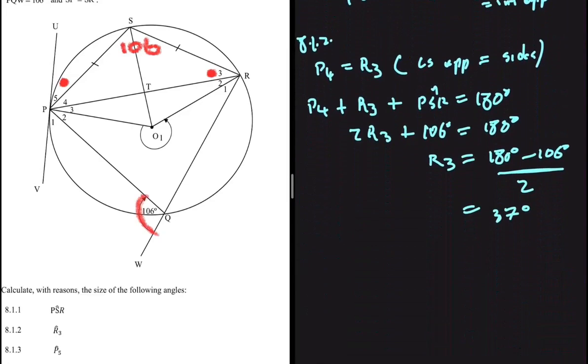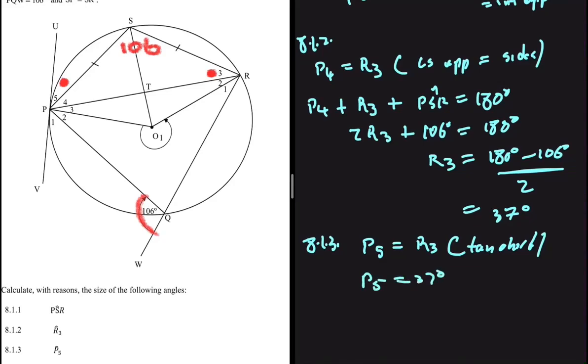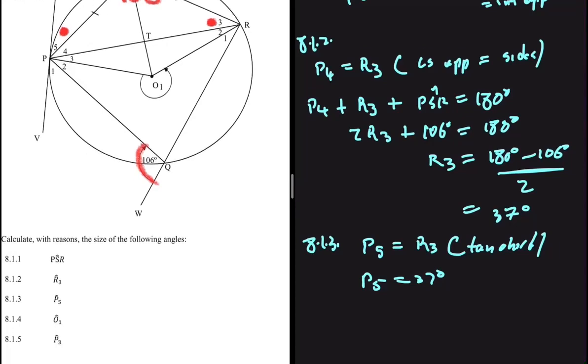So 8.1.3, we're saying that P5 is equals to R3 because of the tan chord theorem. So P5 is actually 37 degrees. Let's move to 8.1.4.